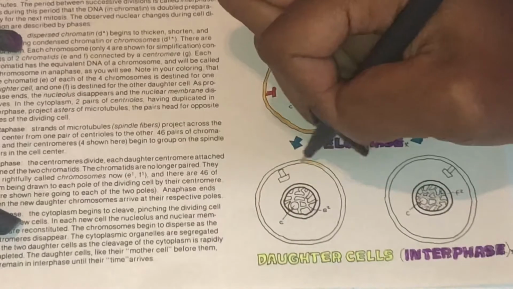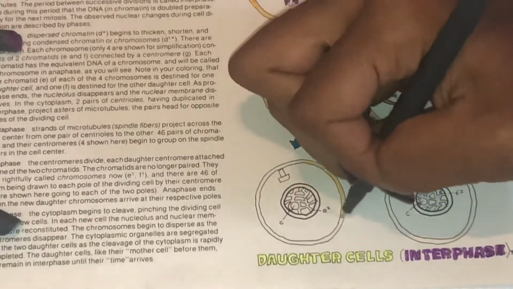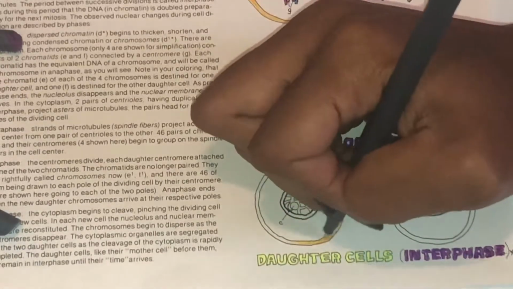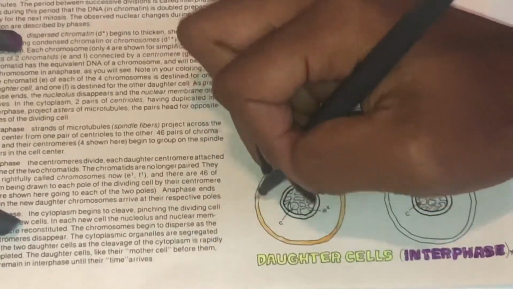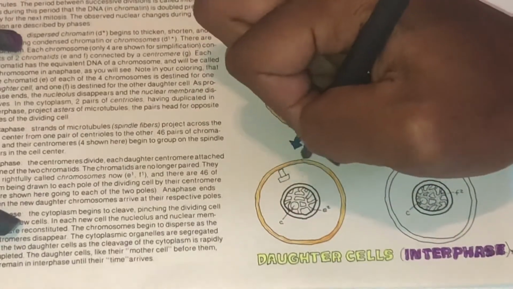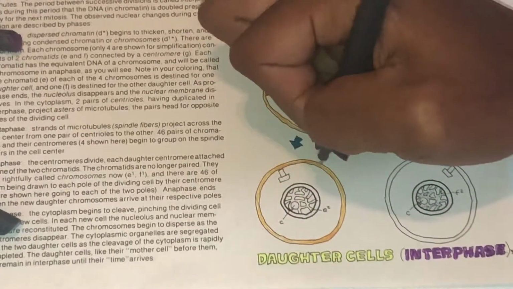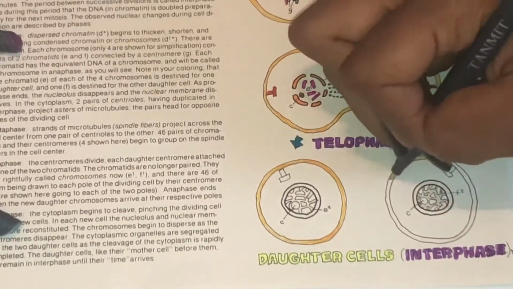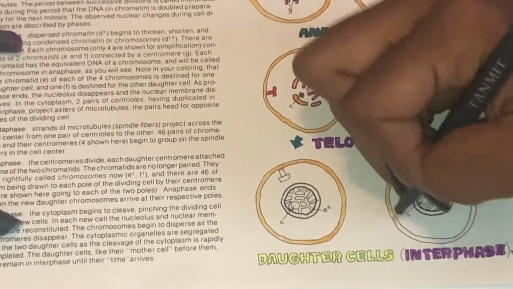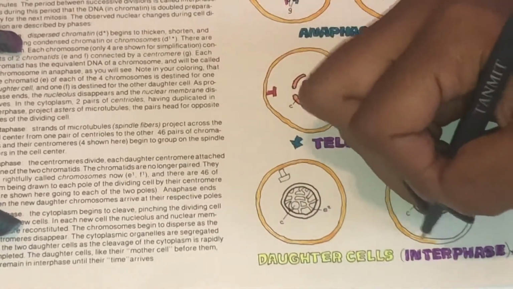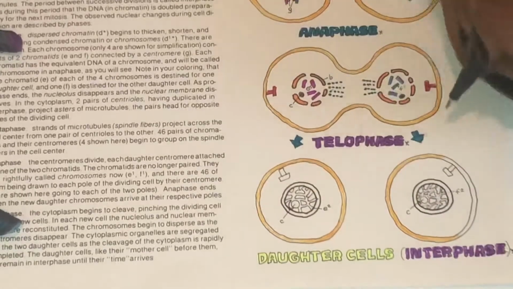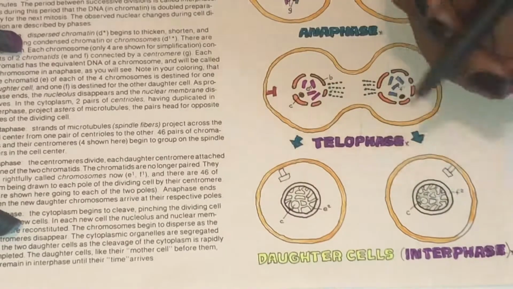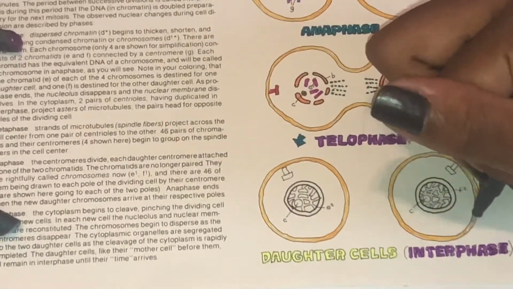Telophase, the cytoplasm begins to cleave, pinching the dividing cell into 2 new cells. In each new cell, the nucleus and nuclear membrane are reconstituted. The chromosomes begin to disperse as the centromeres disappear. The cytoplasmic organelles are segregated into the 2 daughter cells as the cleavage of the cytoplasm is rapidly completed. The daughter cells, like their mother cell before them, will remain in interphase until their time arrives.